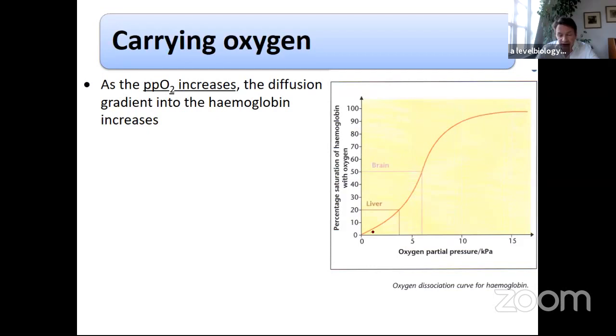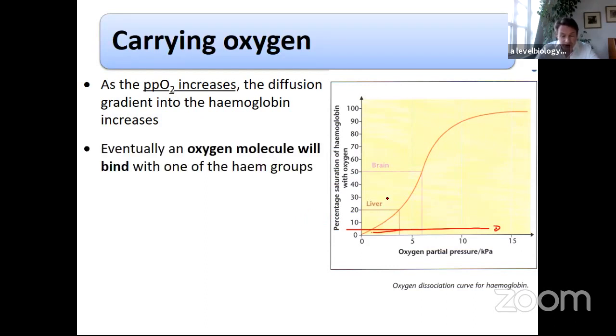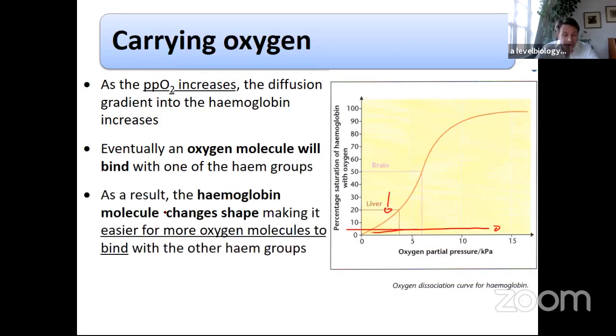Now, as the partial pressure increases, the diffusion gradient into the hemoglobin increases. Eventually, an oxygen will bind to one of the heme groups. Now, this is the crucial part to understanding why it's a sigmoid curve: the shape of the hemoglobin is dynamic. The shape of the hemoglobin is affected by how much oxygen is bound to it, and this is known as cooperative binding. So when one oxygen binds to the hemoglobin, the whole hemoglobin molecule changes shape, which makes it easier for more oxygens to bind with the other heme groups.